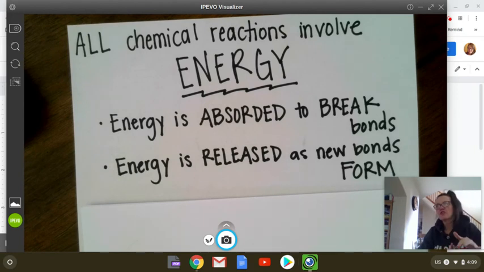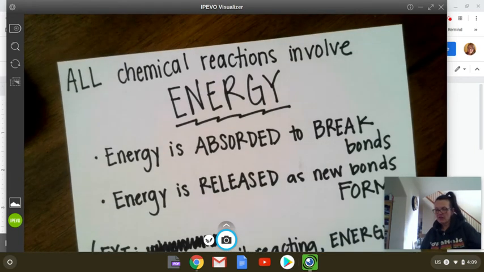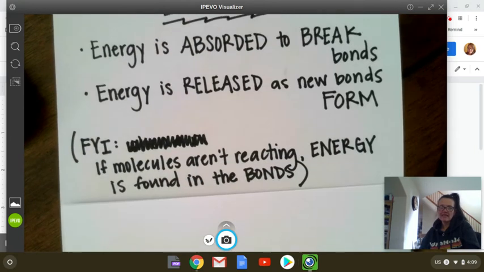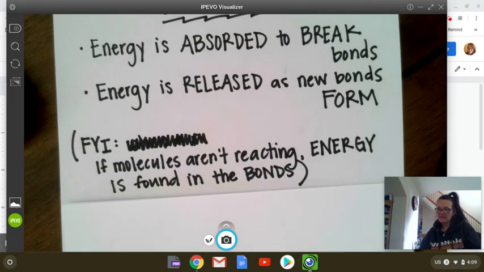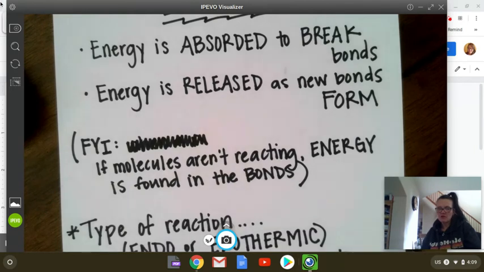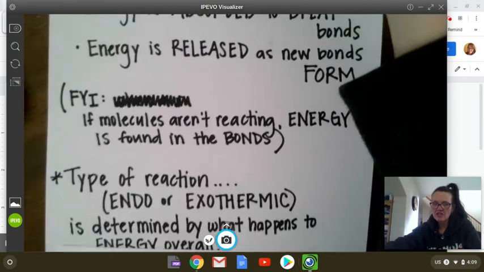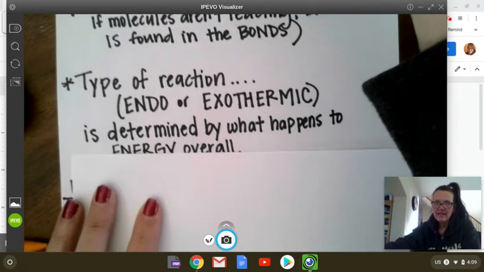Okay, now a little side note about that energy. You may be asked a question along the lines of where do you find energy? And the answer to that is in the bonds, right? Remember that a bond is not actually a physical thing. It's not like a stick that holds two atoms together. It is a force of attraction, or actual energy, that holds things together. Okay, so the other thing I want you to remember is that when molecules aren't reacting, the energy is found within the bonds.